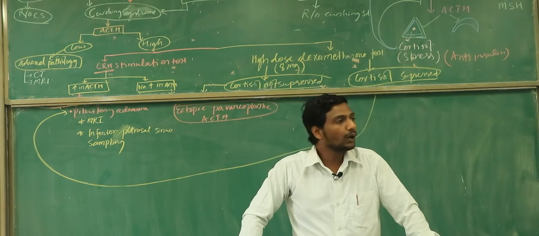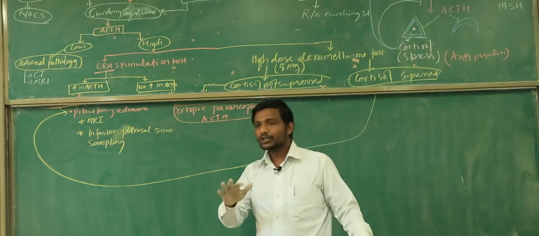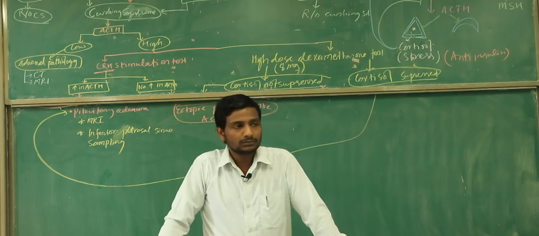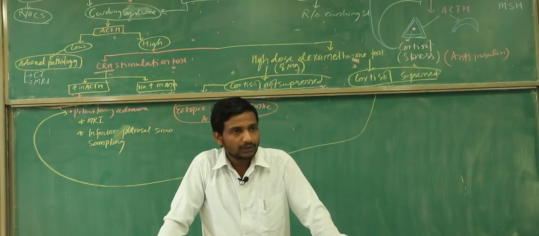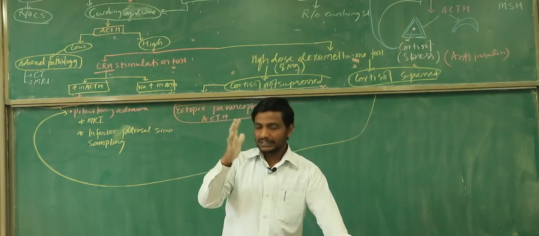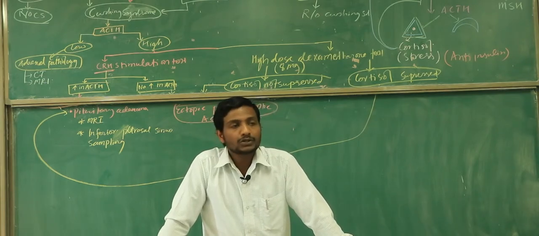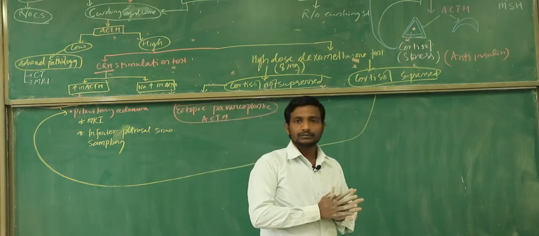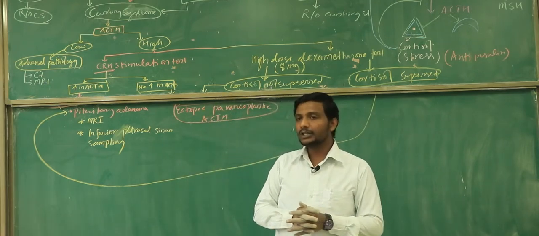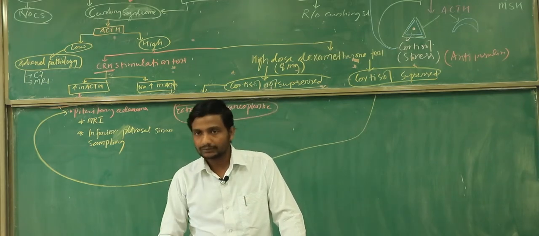Now the question is how to treat this disease, right? My question to you, what is the most common cause of Cushing syndrome? Exogenous. So how to treat the exogenous Cushing syndrome? Stop it. Now tell me, after the exogenous, in case of the endogenous, which is the most common cause of endogenous Cushing syndrome? Pituitary adenoma, right? So how to treat the pituitary adenoma? Tell me. The best method is to do the transsphenoidal surgery. So we remove the pituitary gland, right?